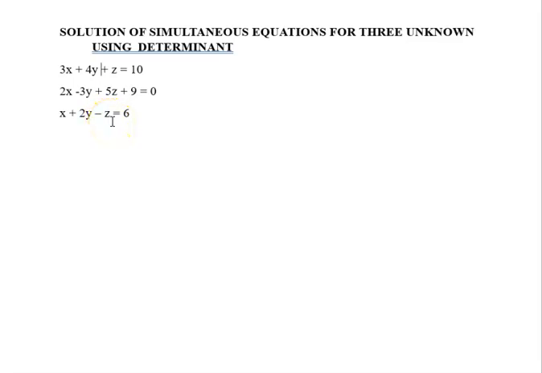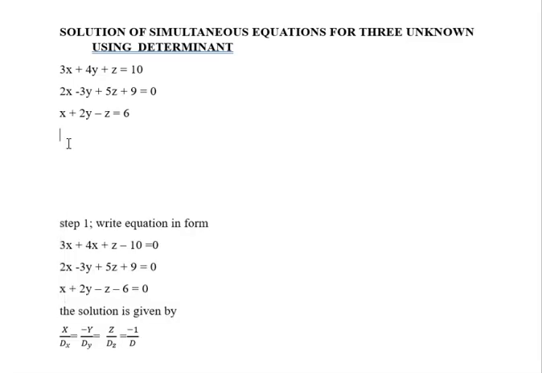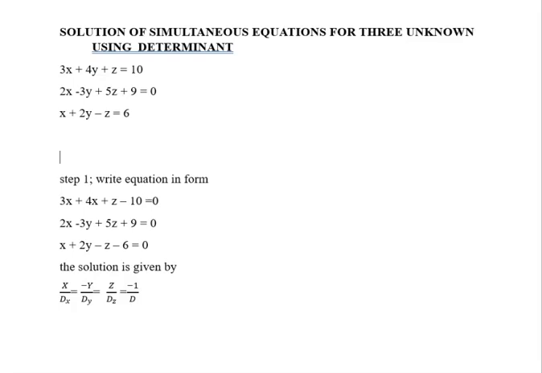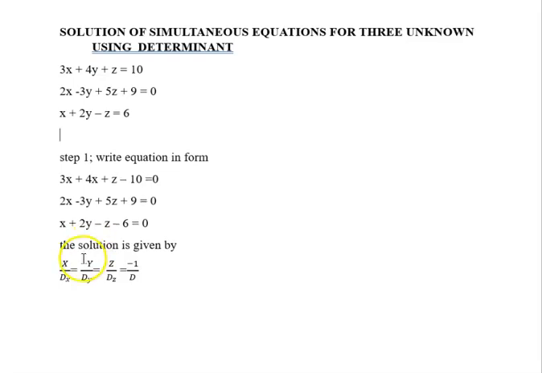So to calculate this, first you need to write the equations in this form. So we have 3x plus 4y plus z minus 10 is equal to 0. Then 2x minus 3y plus 5z plus 9 is equal to 0. Then x plus 2y minus z minus 6 is equal to 0.